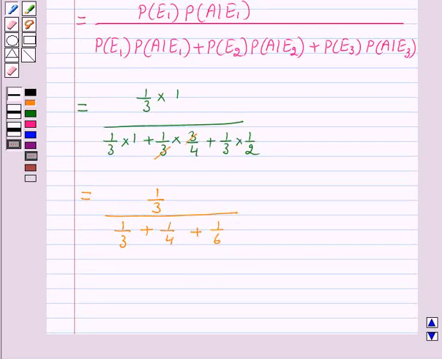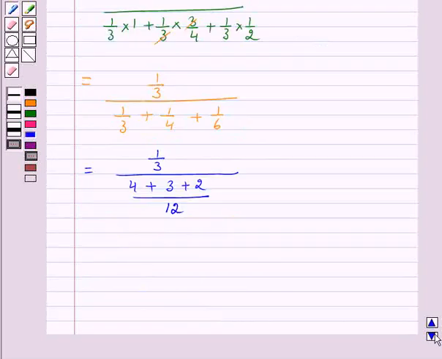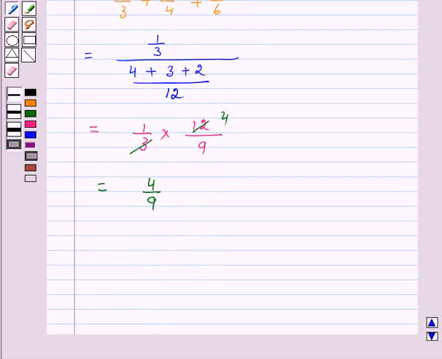and this is equal to 1 by 3 over 4 plus 3 plus 2 over 12. And this is again equal to 1 over 3 into 12 over 9. And this is equal to 4 over 9. So, the probability that it was a two-headed coin which shows head is 4 over 9. So, this is the answer for the above question.